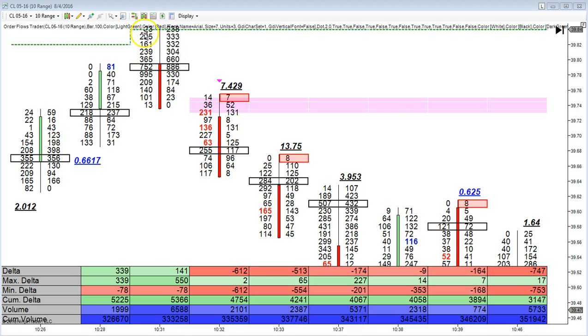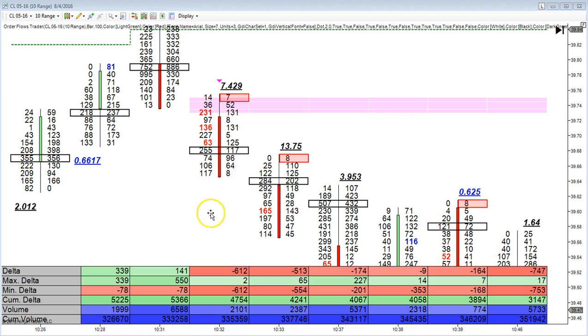So you add up all these numbers in this column, you add up all these numbers in this column, and you subtract, and your net was a positive 141. So there was slightly more buying on the offer than selling into the bid. That's why you have a positive delta of 141.